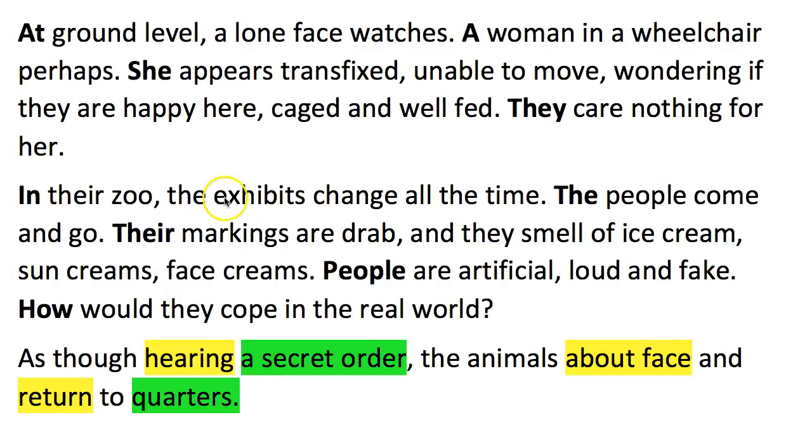So in their zoo, the exhibits change all the time. The people come and go. Their markings are drab and they smell of ice cream, sun creams, face creams. People are artificial, loud and fake. How would they cope in the real world? As though hearing a secret order, the animals about face and return to quarters. So hopefully you can pick up there that this is from their point of view and they're puzzled at the people.